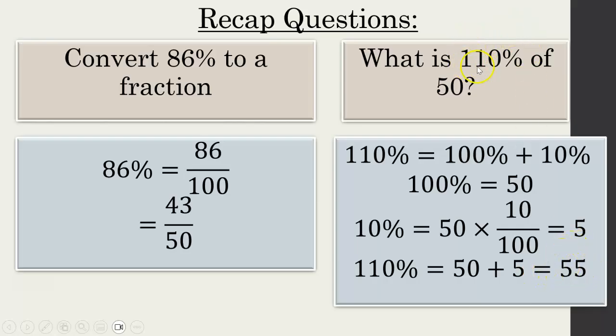So anything above 100, what you do is you find your 100% first, then you add on whatever is left. So there'll be another 10% added on. So you have to find your 10% and add that on again.